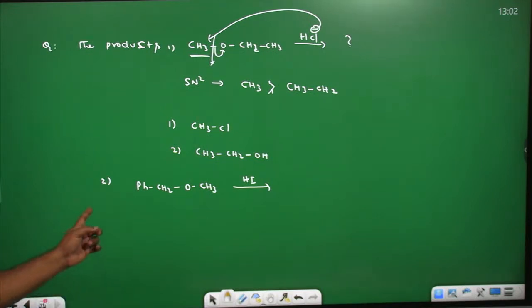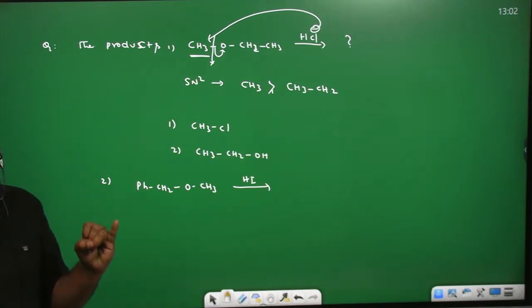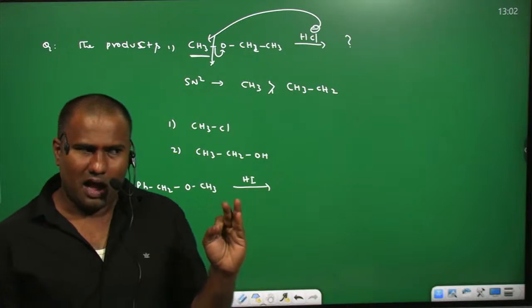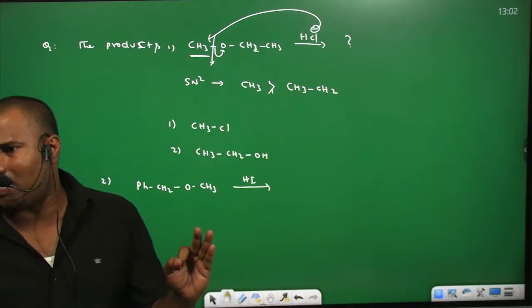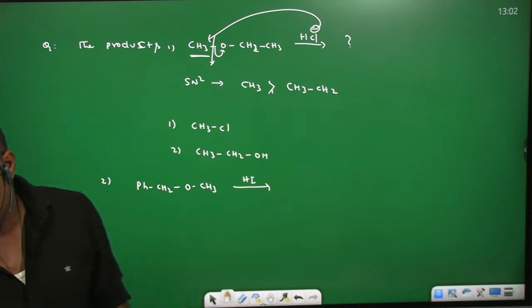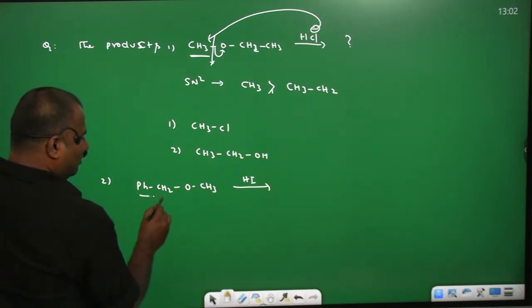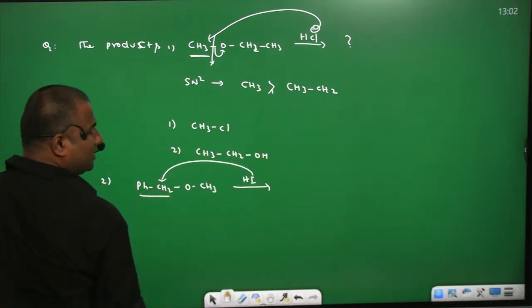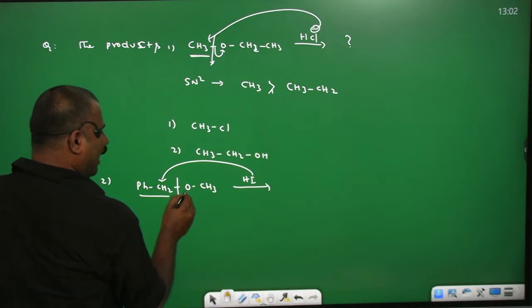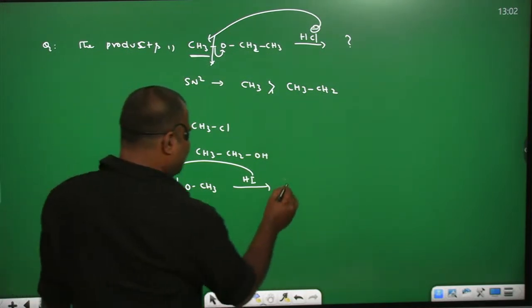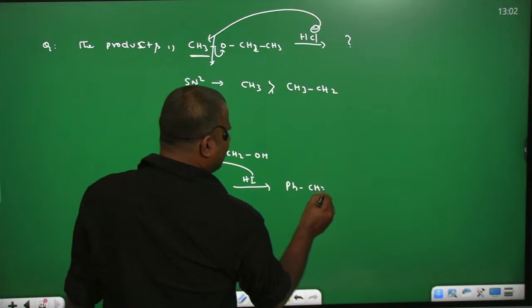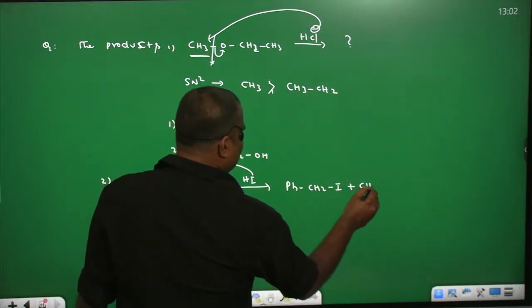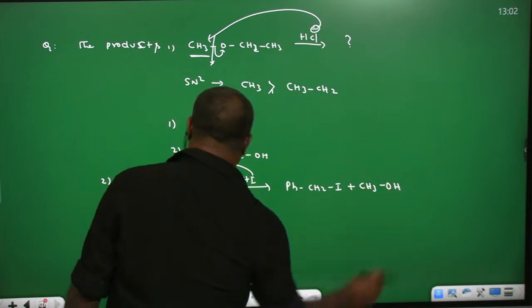Already we discussed, if PhCH2, or CH double bond CH2 double bond CH single bond CH2, either benzyl or tertiary or allyl groups are present, then what is the reaction mechanism? SN1. SN1 means which is more reactive, this one is more reactive. That means I minus needs to attack CH2 and this pair of electrons can be gained by oxygen. So what is the product? You can write PhCH2I and CH3OH.